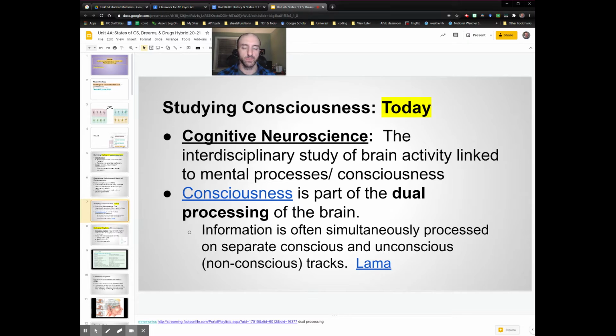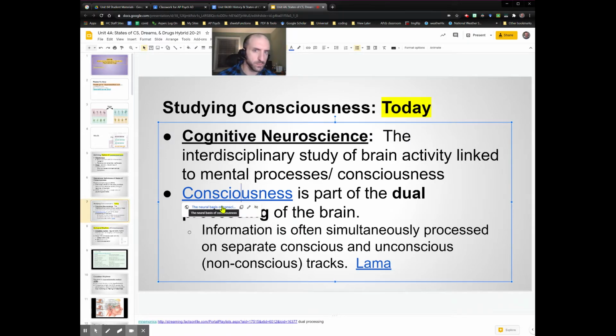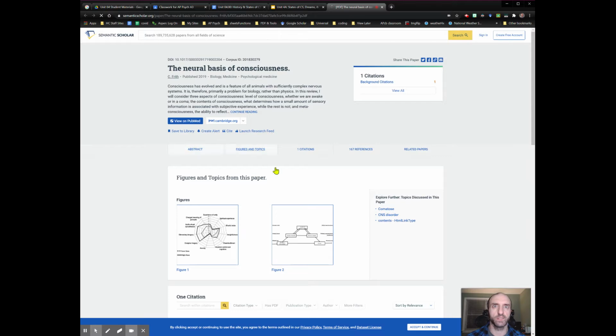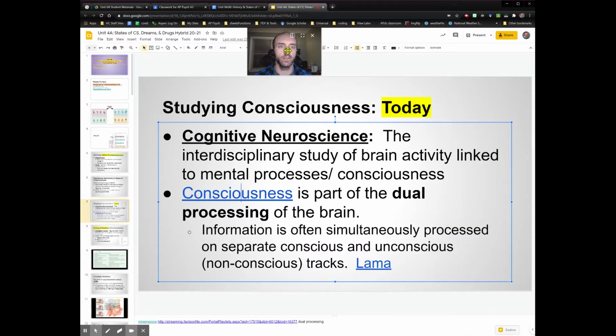And we see this also through, what is this? The neural basis of consciousness. Oh, here you go. That looks exciting. You can read more about that there. But over here again, there's research on the. Oh, I have it actually right here.